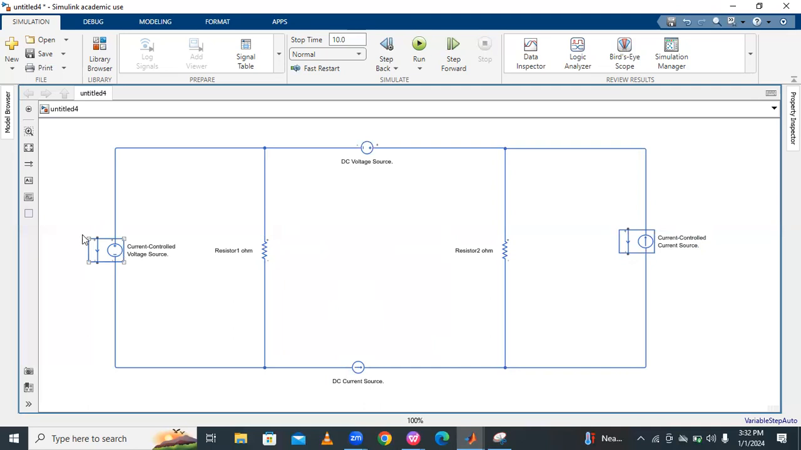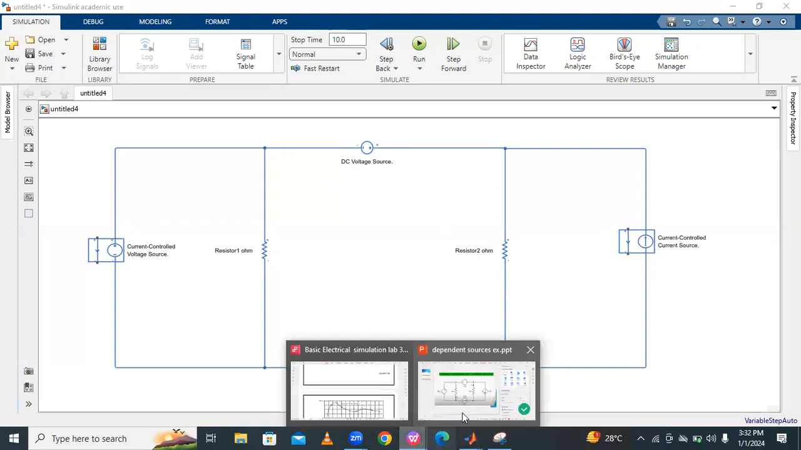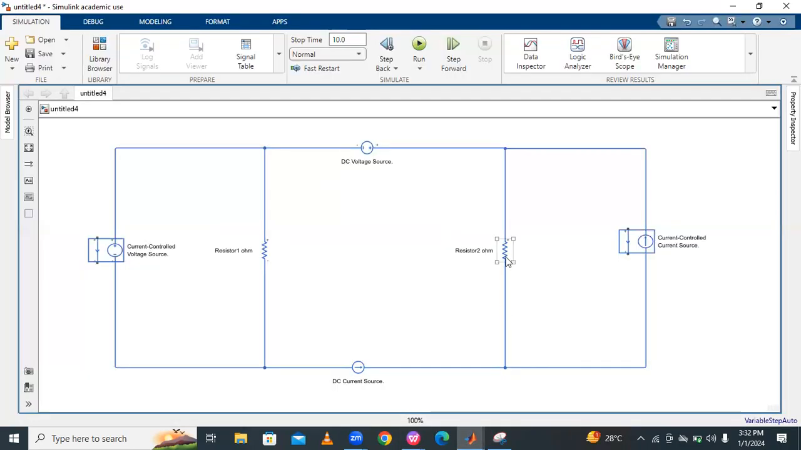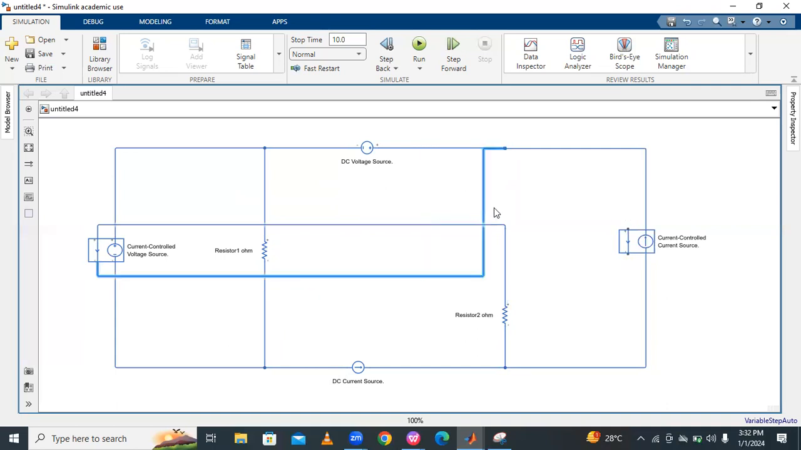Next connection, the dependent sources. This current controlled voltage source depends on the current flowing into the 2 ohm resistor. From the circuit diagram, this current Ix depends upon the current flowing into the 2 ohm resistor, in the upward direction. So the current enters the dependent source and leaves from the dependent source in this way. This current source depends upon the current flowing into the 2 ohm resistor, so this arrow and this arrow must be connected the same way. Connect like this. This connection is over, and the current controlled voltage source is done.